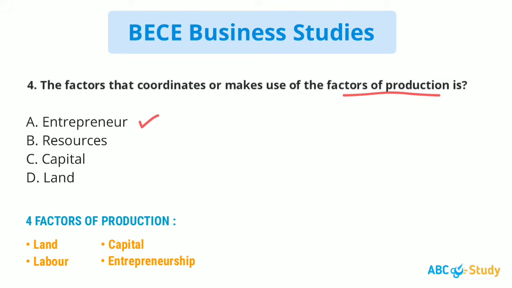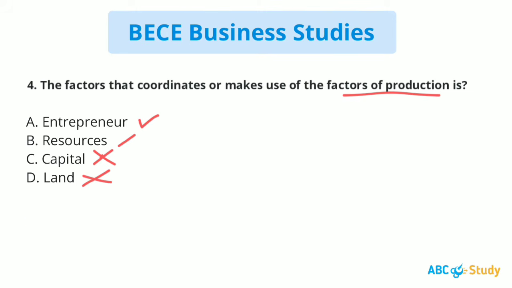And other things, when we're talking about entrepreneur, the payment is profit. You understand? And we're talking about labor, payment of labor is wages. We're talking about capital, it is interest, while land is rent. If you check other options as well, capital is actually a factor of production, but it's not the answer to this very question. Land as well.